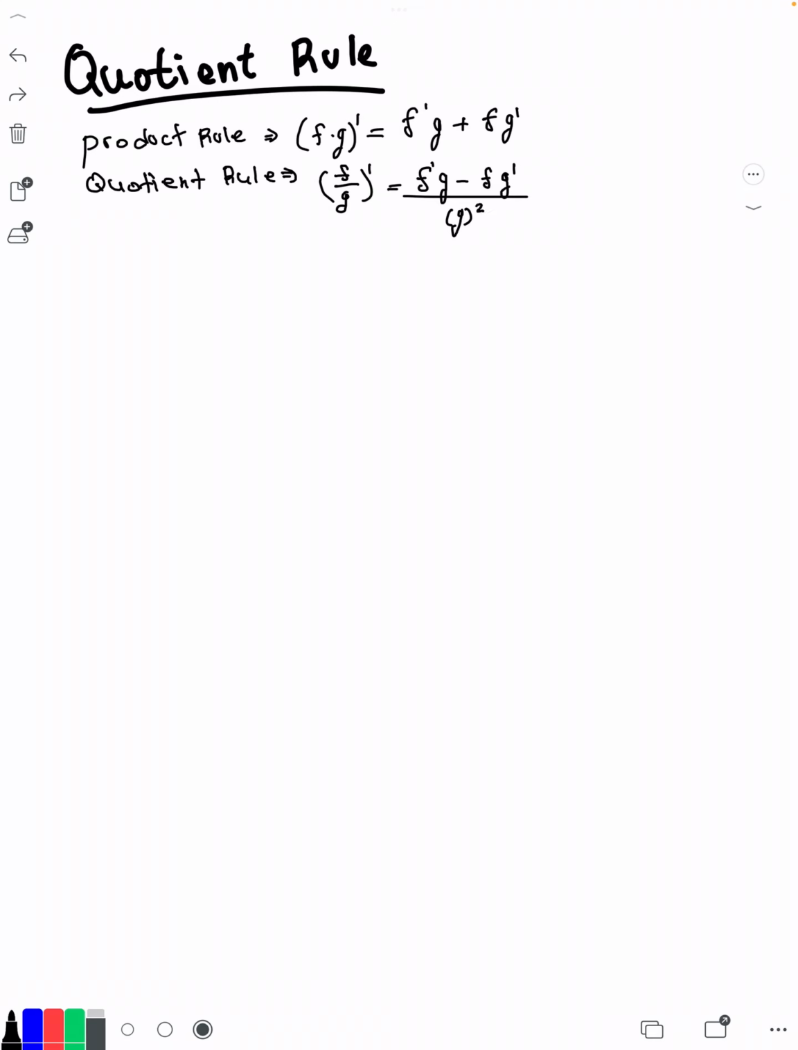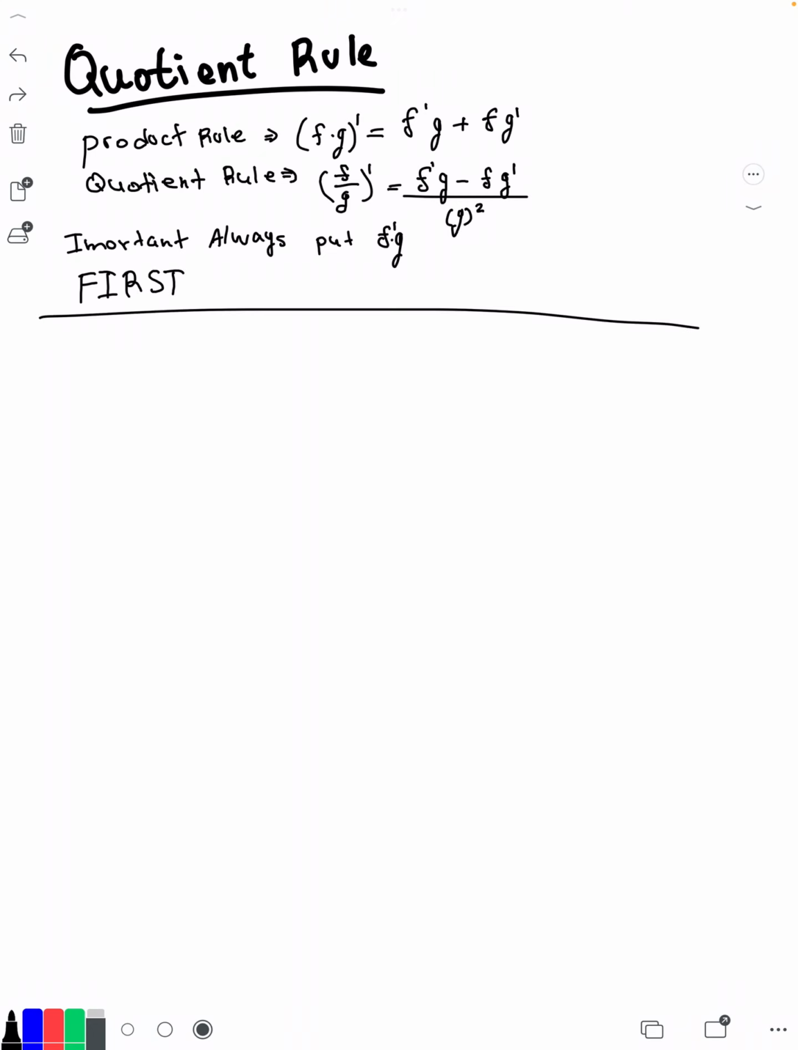Now, important, always put f prime multiplied by g first. Okay, now let's look at an example.